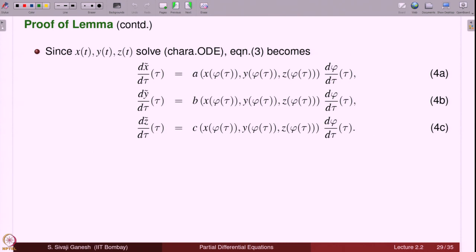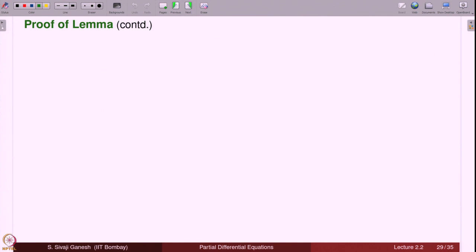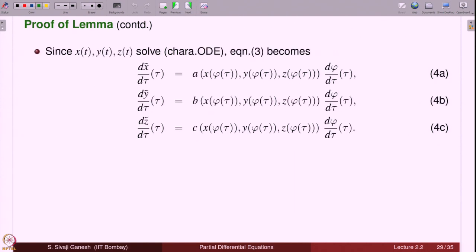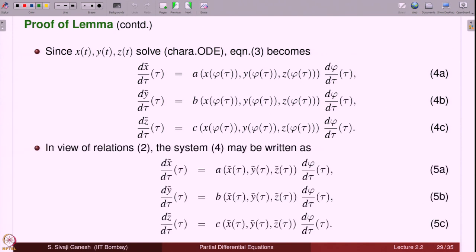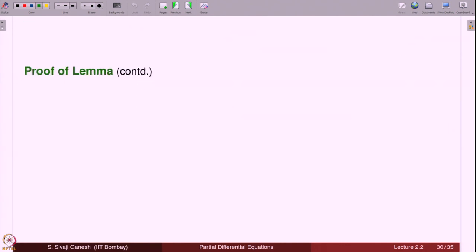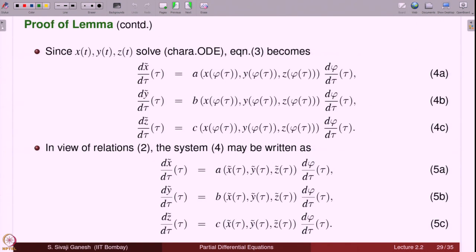Now, x of t, y of t, z of t solve the characteristic ODE, therefore, we know that dx by dt, dy by dt, dz by dt are a, b, c respectively at the point x of phi of tau, y of phi of tau, z of phi of tau. So, this is the equation we get. Now, in view of the relations 2, what are those relations 2? It is the definition of x tilde, y tilde, z tilde, which gives us these equations.